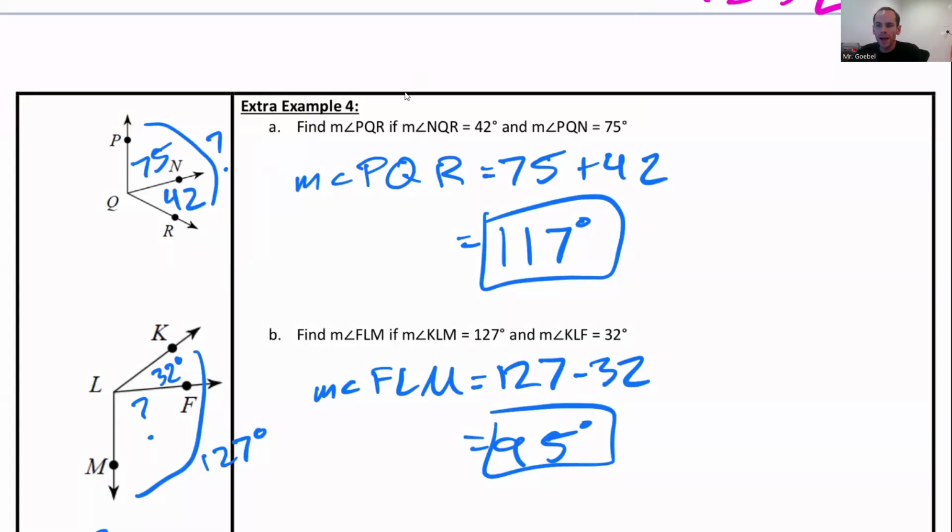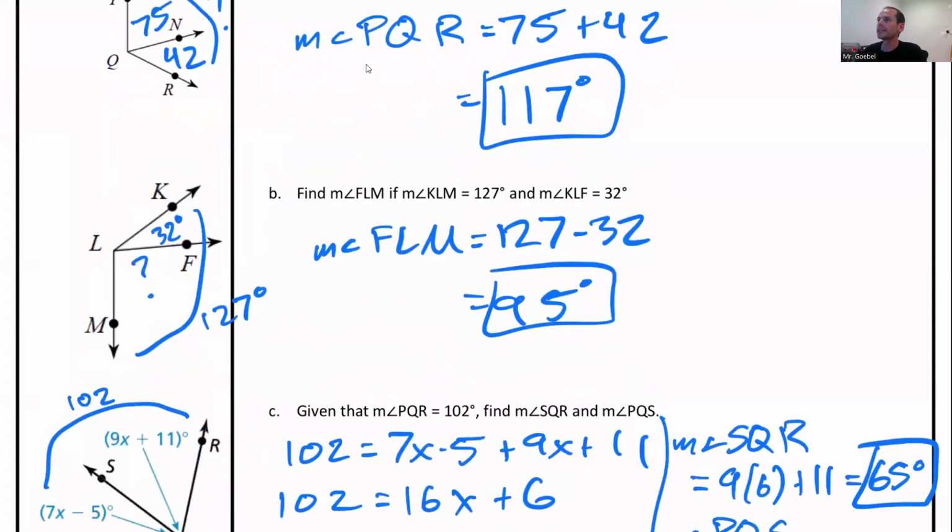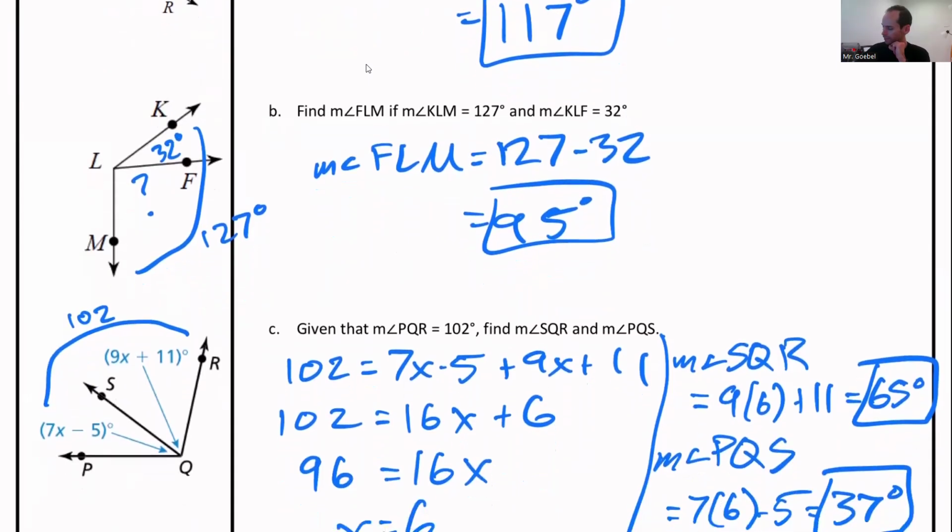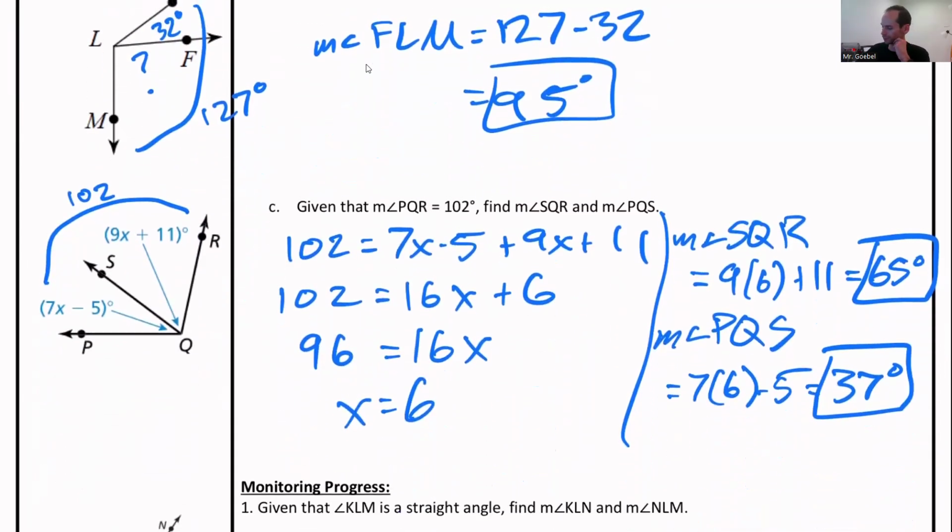And we are back, everybody. Let's see what we got going here. All right, so the first one, PQR, this is one where we're going to add the two angles because they're asking for the whole thing. 75 and 42 makes 117. In that second one there, they were asking for a part of the whole, not the whole thing. The whole thing's 127. So we subtracted the other part, get the 95, 127 minus 32.